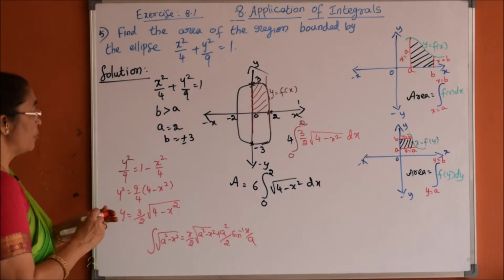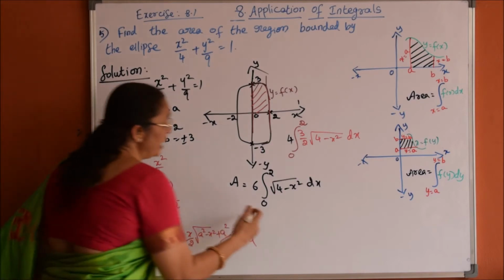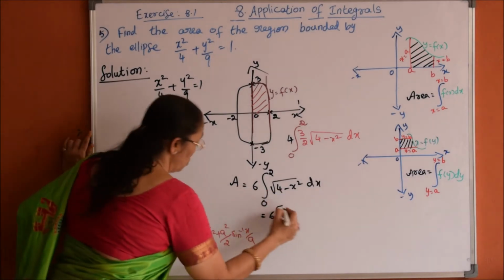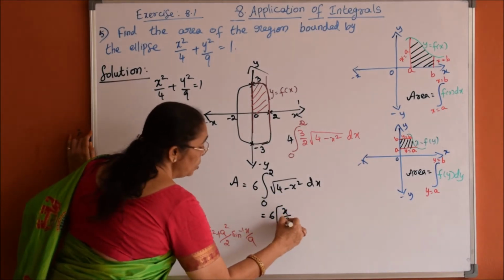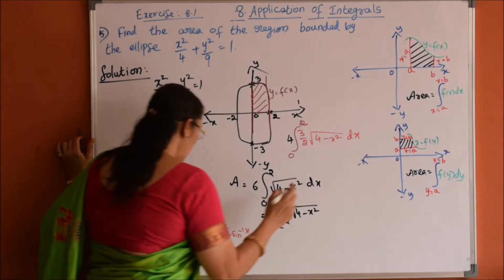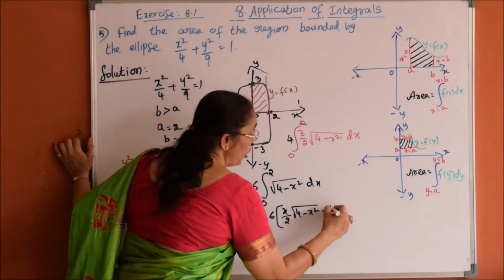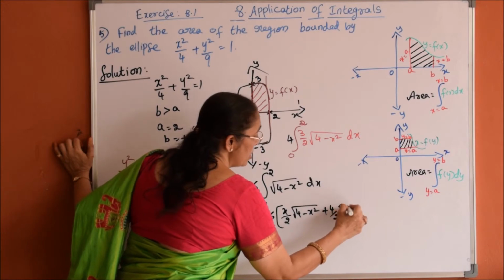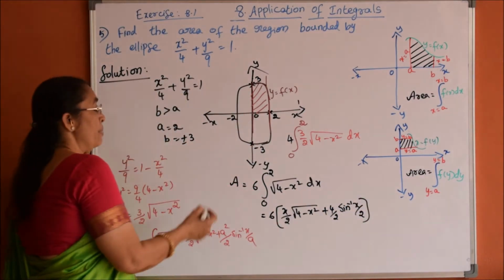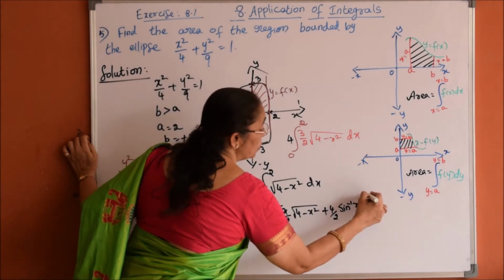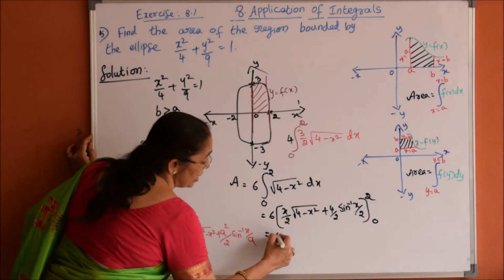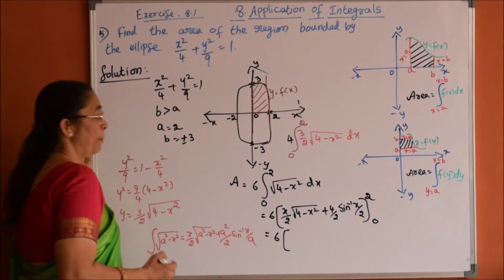Using this formula, we get the area equal to 6 into x by 2 root over 4 minus x square plus a square by 2, which is 4 by 2, sin inverse of x by a, where a is 2. The limits are from 0 to 2. So we get this 6 outside. Now, applying the upper and lower limits.